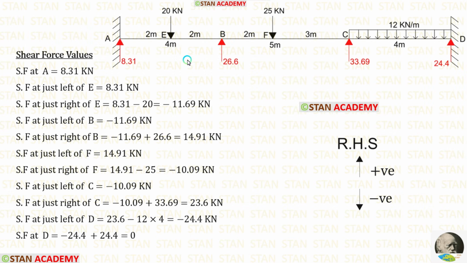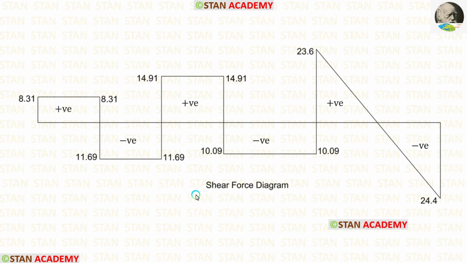Now, we are going to draw the shear force diagram. I am going to calculate the shear force values from the point A and towards the point D. In this case, I am moving towards right hand side. Upwards will be positive and downwards will be negative. You can see the shear force values. Using the values, we can draw the diagram.